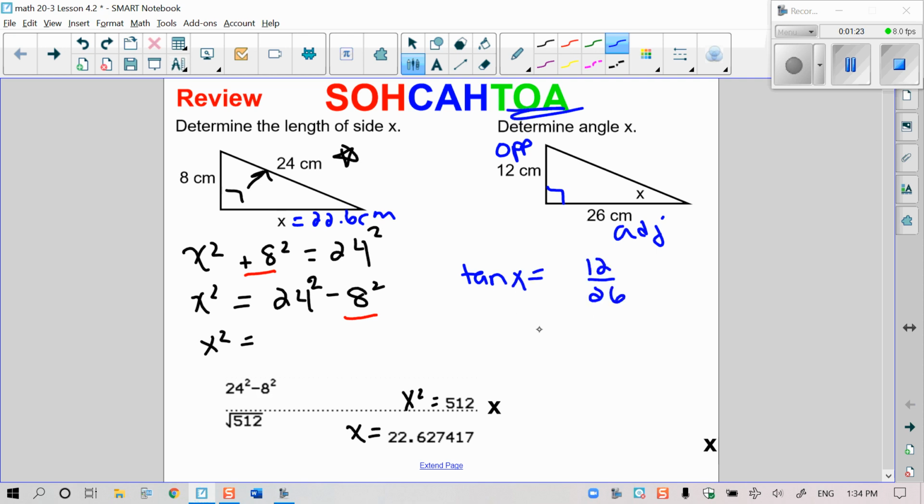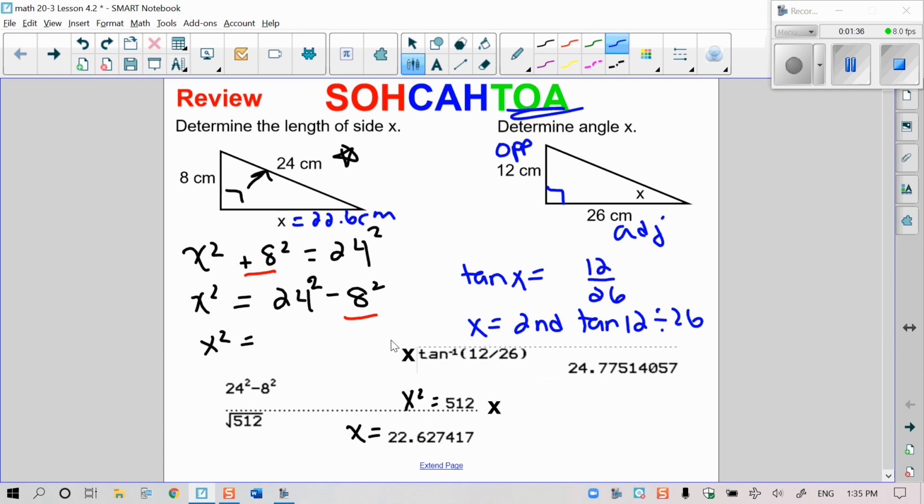Now, we don't have the angle, we want the angle. So x is going to be inverse tan of 12 divided by 26. So we can put that into our calculator to figure out what angle x is. And I do that, and to the nearest degree, I get that x is equal to 25 degrees.